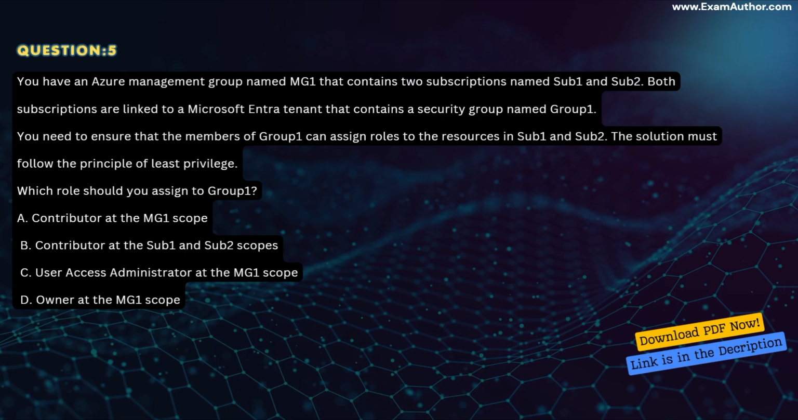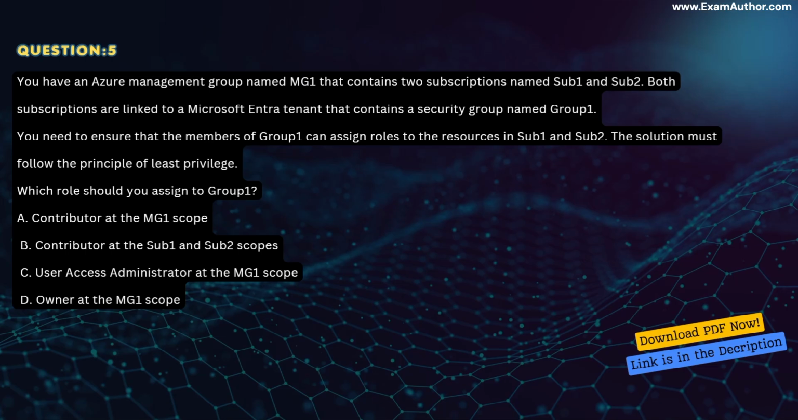Question 5. You have an Azure management group named MG1 that contains 2 subscriptions named Sub1 and Sub2. Both subscriptions are linked to a Microsoft Entra tenant that contains a security group named Group 1. You need to ensure that the members of Group 1 can assign roles to the resources in Sub 1 and Sub 2. The solution must follow the principle of least privilege.